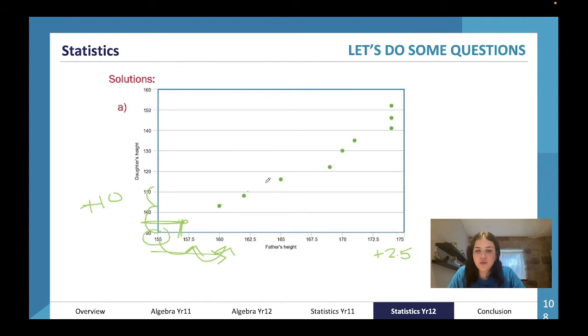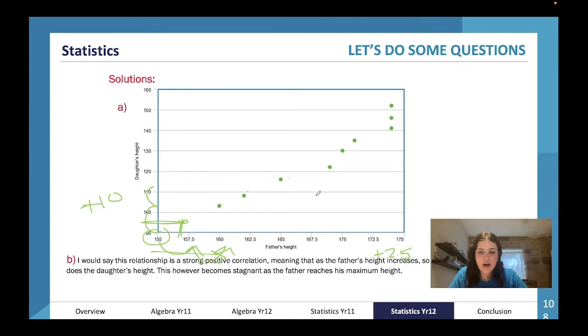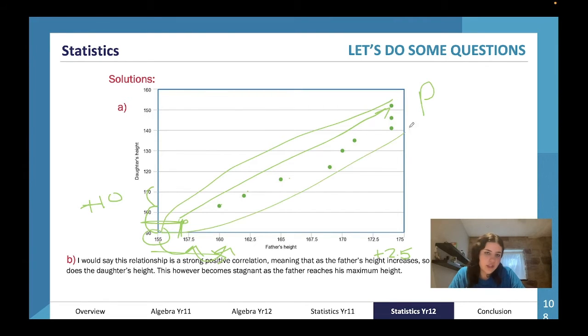We're going to continue drawing on our dots until we've filled in all, how many data points did we have? All 10 of our data points. Now we need to figure out if there's a correlation. All of our data goes in this direction, right? So it's going to be positive, and I would say it's generally quite a strong correlation. So we would say strong positive correlation. As the father's height increases, so does his daughter's height. However, once the father reaches his maximum height, this becomes stagnant.